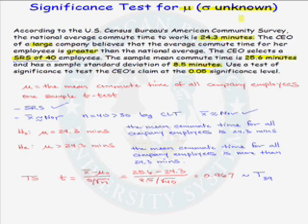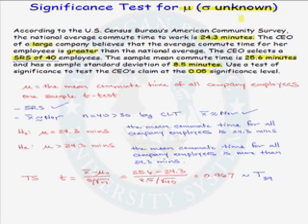As a reminder, let's just quickly read the problem. According to the United States Census Bureau's American Community Survey, the national average commute time to work is 24.3 minutes. The CEO of a large company believes that the average commute time for her employees is greater than the national average. The CEO selects a simple random sample of 40 employees. The sample mean commute time for these 40 employees is 25.6 minutes, and the sample standard deviation was 8.5 minutes. We used a test of significance to test the CEO's claim at the 0.05 significance level.